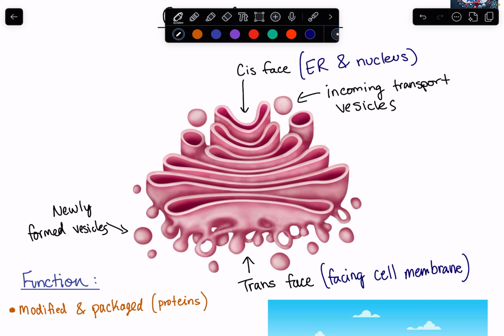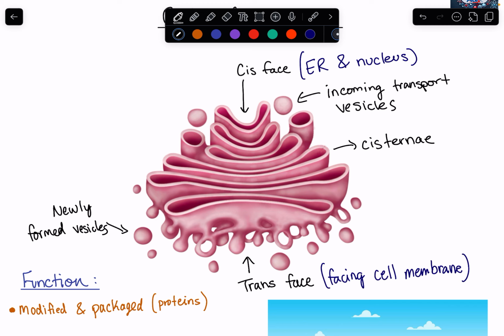Now, the Golgi apparatus also has these folds, right? They have these pancake-like chambers, which are right here. They're folded, and these are called cisternae. And it's similar to those that we find in the endoplasmic reticulum. And they play a major role when it comes to preparing proteins for secretion.